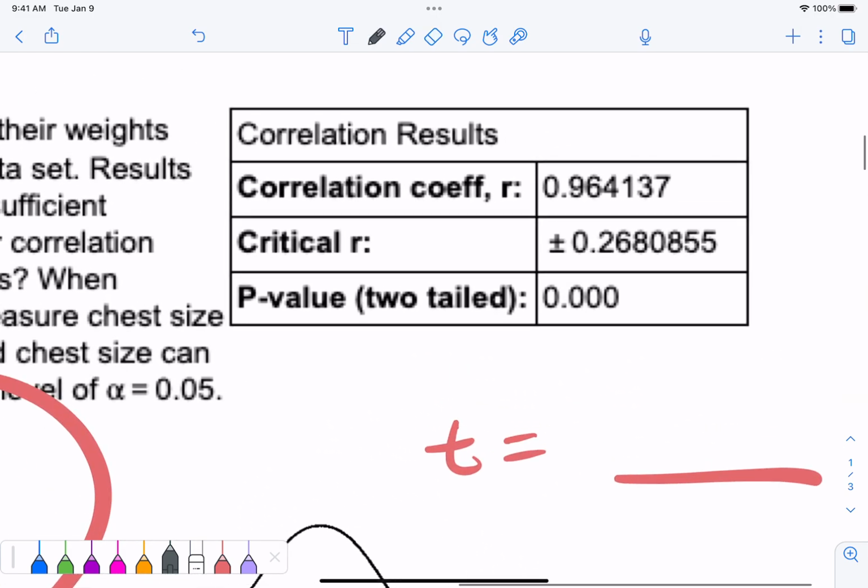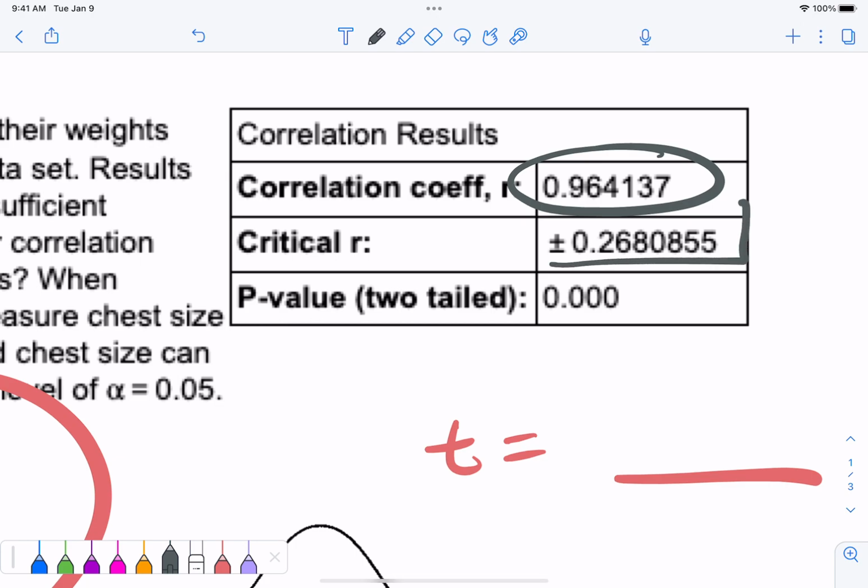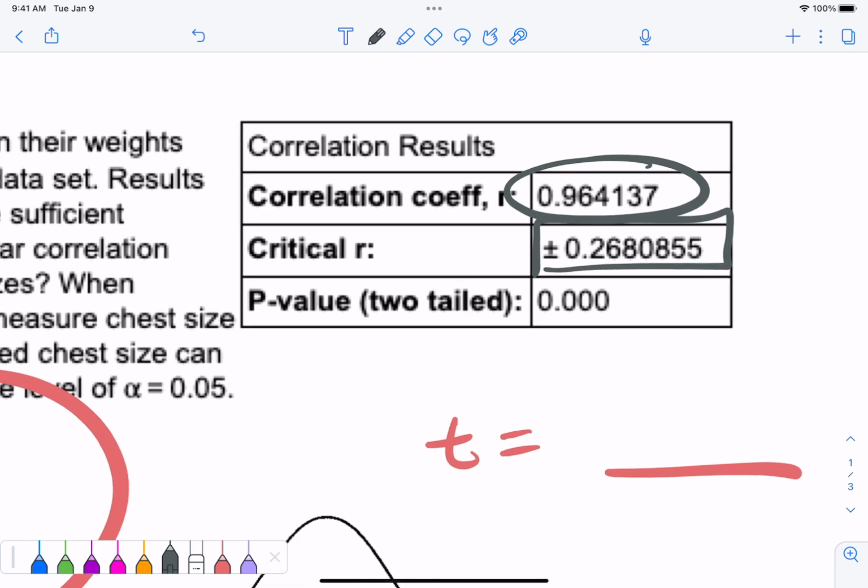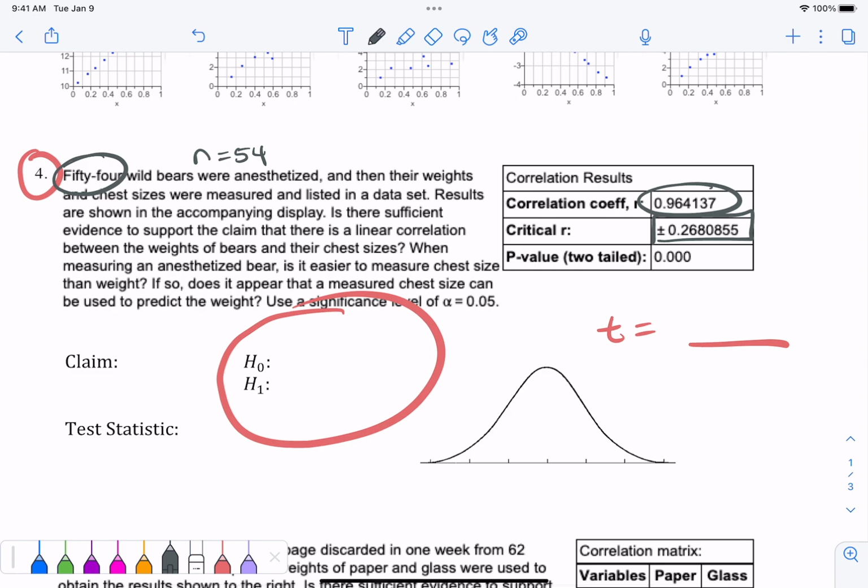Our R value, our correlation coefficient R from the sample data, is 0.96. Then they say that this is the critical value. The critical value comes from the chart. I'm looking at 54 and a significance level of 0.05, and it does not give me that number, because on this chart it only goes to 50.